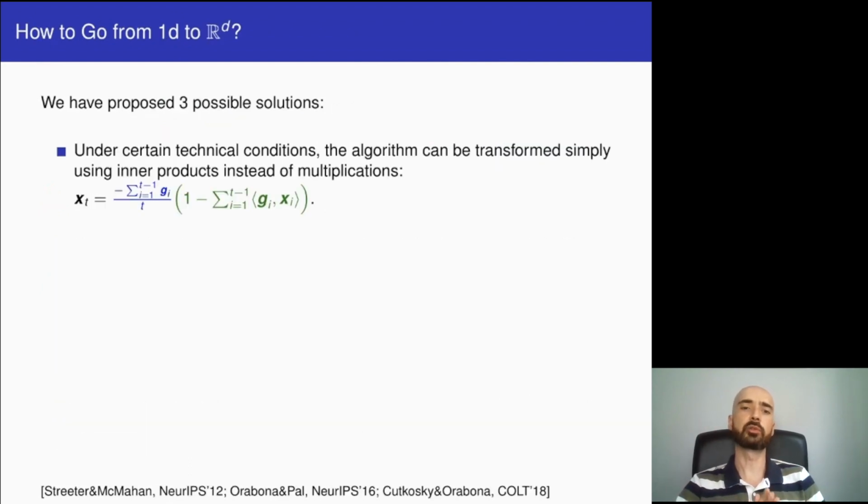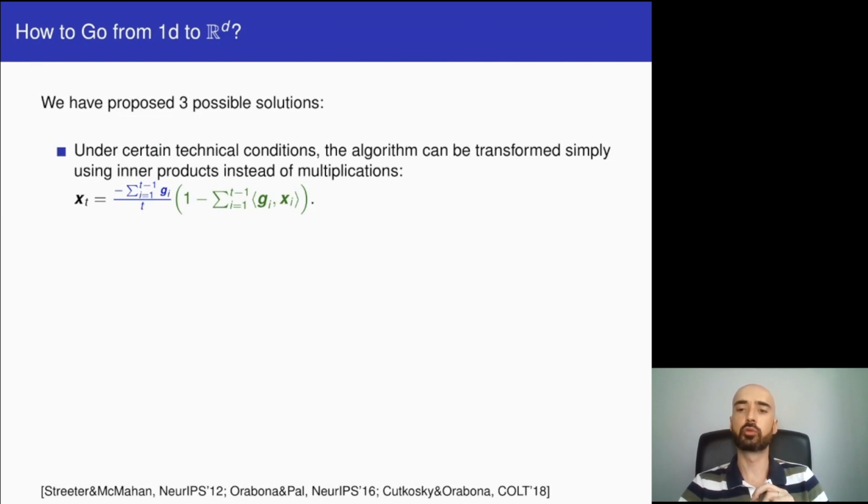Now, the last thing that I want to tell you is that everything was 1D because we have a coin. But I also told you that you can go from 1D to R to the D. In the case of Critches Trophimum, just removing multiplication and substituting with inner products. But this is true only under certain technical conditions that are satisfied for Critches Trophimum. It might not be satisfied in general.